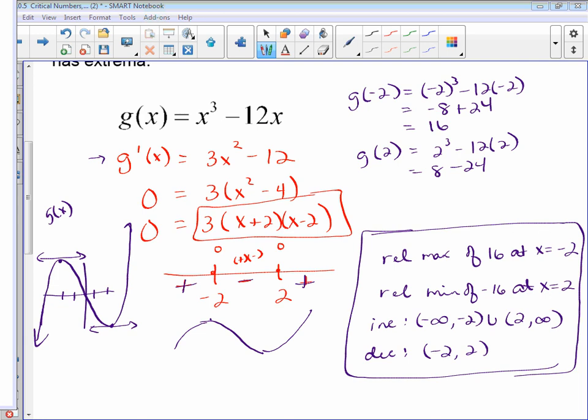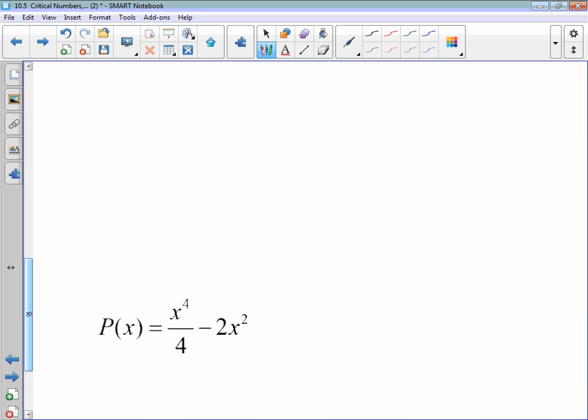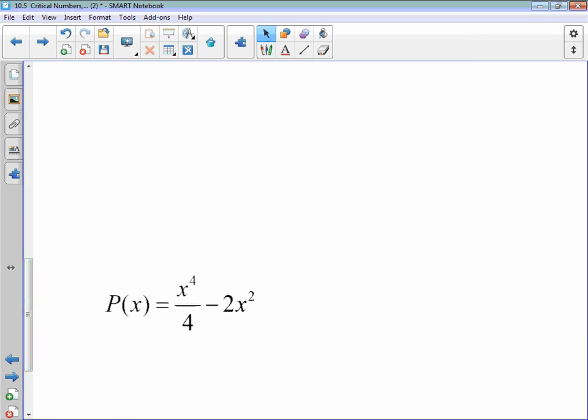Okay. All right, guys, let's try one more of these. Derivative with some numbers. That's p of x, and I'm asking you to do the exact same thing we just did. So find your maxes and mins, find where it's increasing and decreasing. So what's your first step? Derivative, okay. And this looks like it's going to be scary, but it's really not.